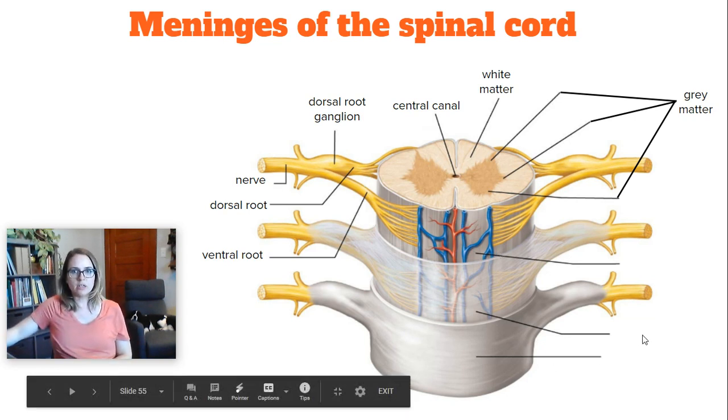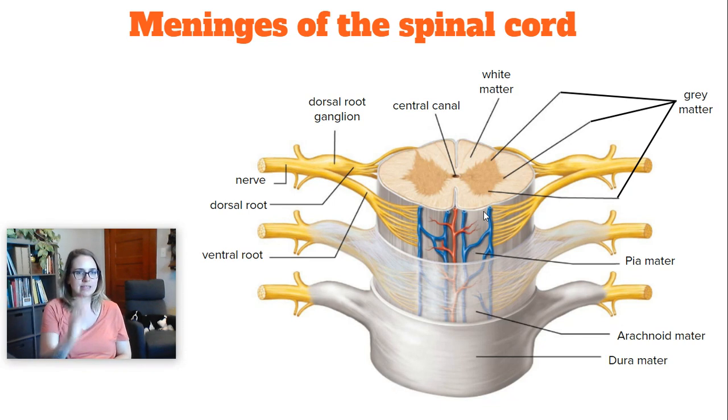Now, our 3 little meninges in order, all right? Let's DAP it. Dura mater, arachnoid mater, pia mater. Outside, middle, touching the spinal cord itself. The pia mater is just touching it precisely, just like the pia mater was touching the cerebrum. These are protective structures that surround your brain and spinal cord to keep it safe.